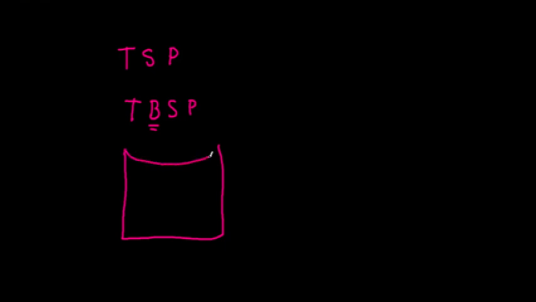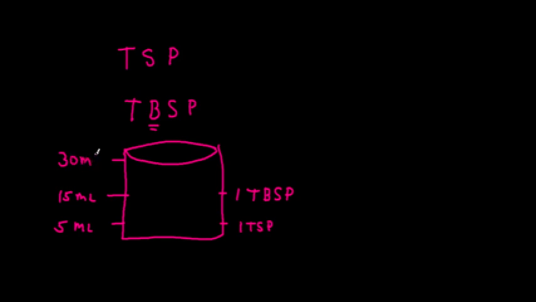One of the abbreviations you need to know is 5 milliliters equals 1 teaspoon. And then you need to know that 15 milliliters equals 1 tablespoon. This is easy to remember because on every medication cup out there in the world, they'll have 5 milliliters equal 1 teaspoon, 15 milliliters equal 1 tablespoon. The cup will also tell you 30 milliliters equals 1 ounce, OZ.